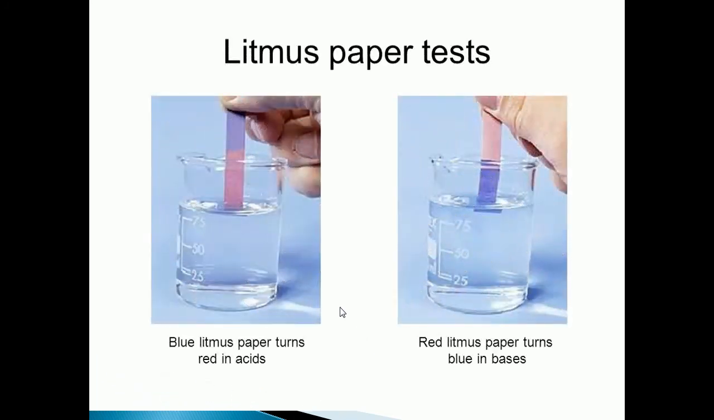Now here is the picture which shows the litmus paper test. As I have told, blue litmus paper turns red in acids, and red litmus paper turns blue in bases. So if the substance contains acid, blue litmus paper changes to red, and red litmus paper turns blue if the substance contains base. Understood, children?